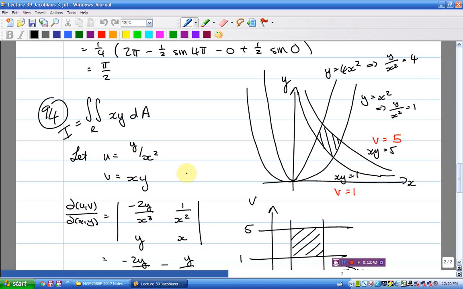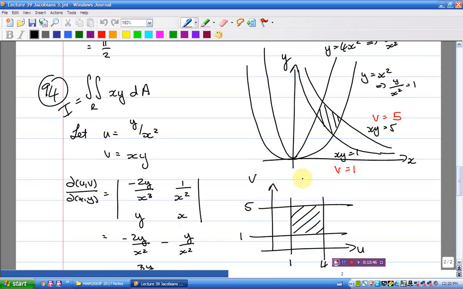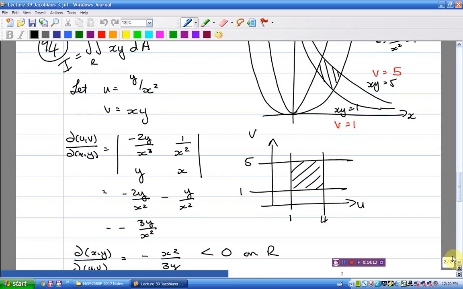Okay, in other words, we have a new region in UV space where U goes between 1 and 4, because here we've got U equals 1 and there we have U equals 4. And V over here, V goes between 1 and 5, and so we have this new region. Beautiful, simple region. So our limits of integration are going to be all about U and V. So we have the Jacobian. So let's work out the Jacobian.